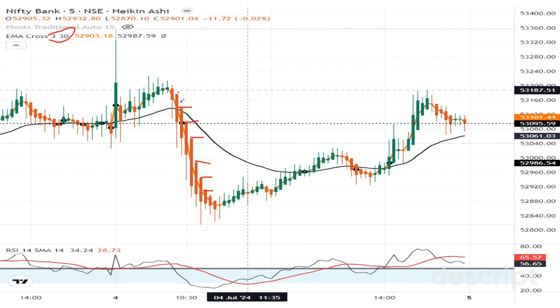So this is the number one indicator. You got a crossover in EMA. So that is the number one indicator, EMA 3 and 30. You can use whatever EMA you feel like, right?